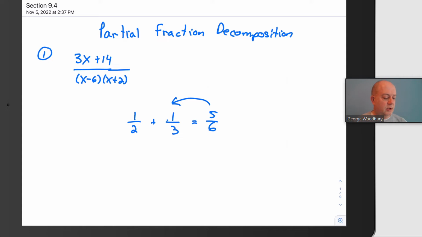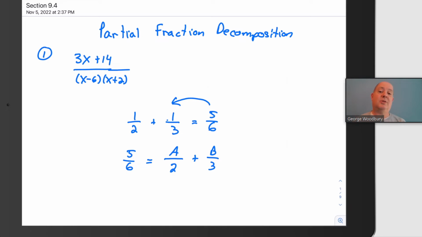So for example, if we have 5/6, and I know the factors of 6 are 2 and 3, I'm trying to find 2 numbers, A and B, such that if I place them over 2 and 3, their sum is equal to 5/6. And so from above, we know that A and B would be 1.